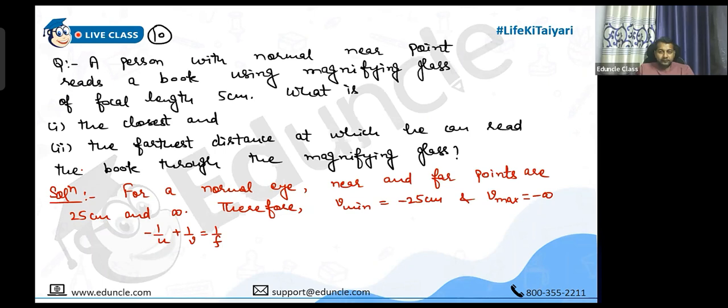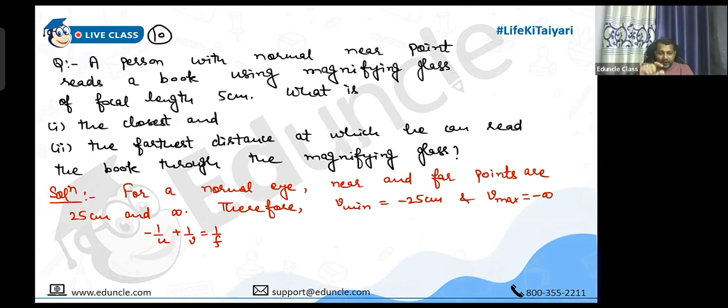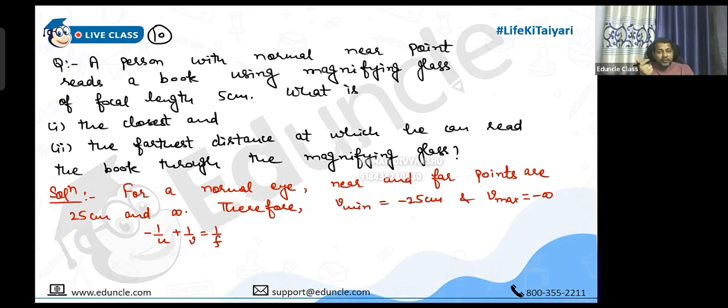For the normal eye, these are the near and far points. So when you have placed the magnifying glass between the book and your eyes, the magnifying glass is forming the image of the book either at a minimum distance of 25 centimeter or at a maximum distance of infinity. So now we have to find u, where we can place the book, so that it can be read clearly with the help of the magnifying glass. Clear?